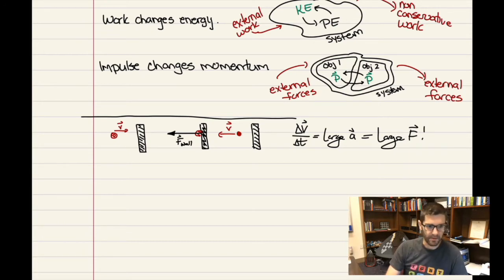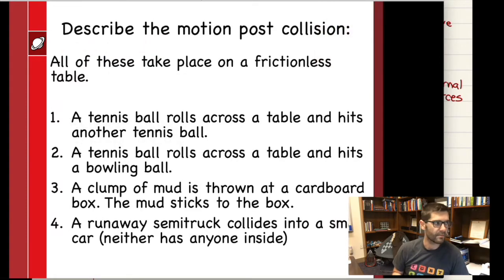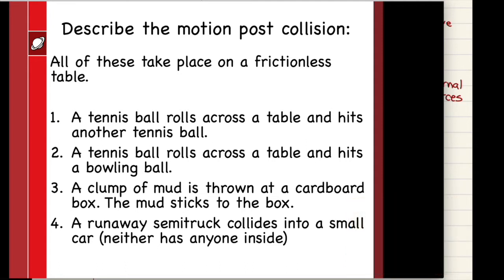Let's ask ourselves first about how our intuition is about collisions and how we'll be able to answer these thinking about momentum. So assume that all of these take place on a frictionless table. A tennis ball rolls across a table and hits another tennis ball. If you were to imagine what that motion looked like, what the tennis ball is doing after the collision, what would you guess?